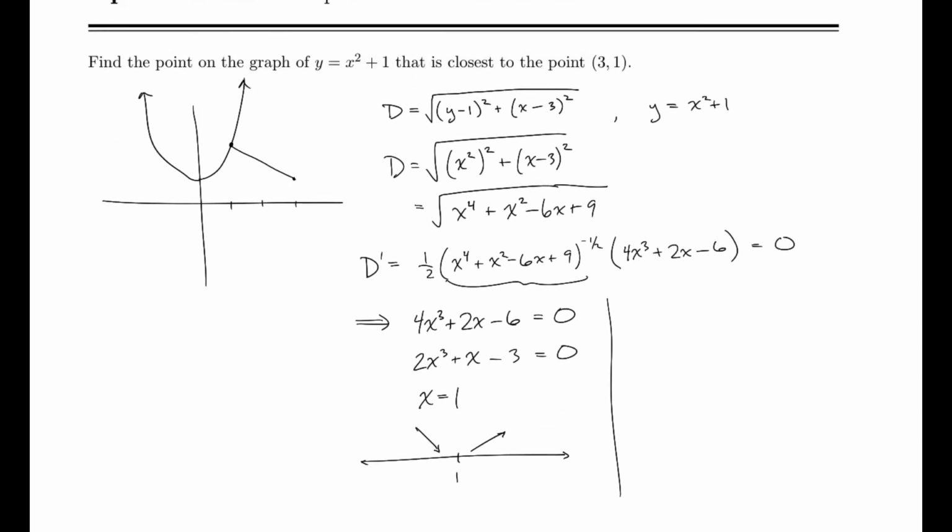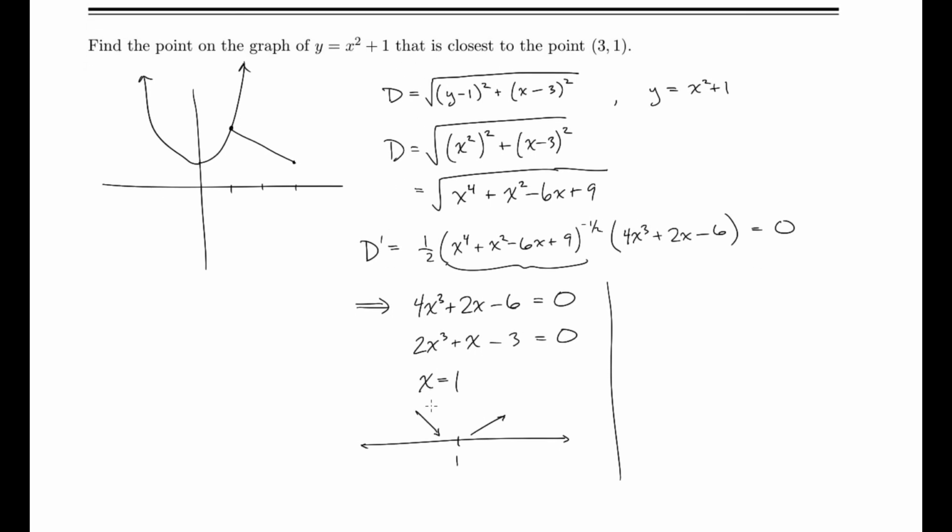And so we want the actual point. We found the x value, we need the y value, and y is, of course, x squared plus 1. So 1 squared plus 1, which is 2. So the point is (1, 2).